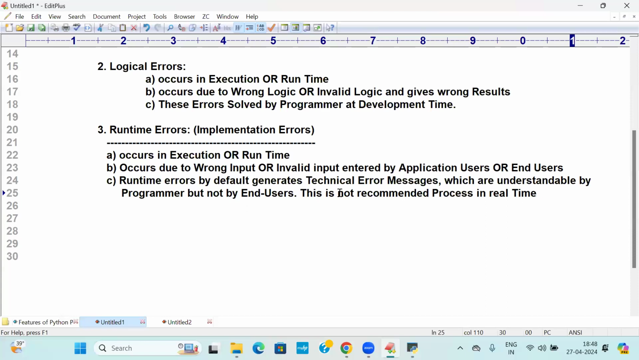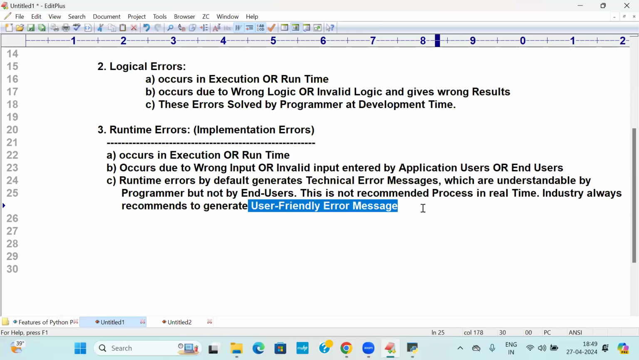Now, how can we do this? Industry always recommends, I will show you the points also, to generate which messages? User-friendly error messages. Why generate user-friendly error messages? The end user can read in a simple, plain English manner. That's why we need to go for this. I hope you are understanding.